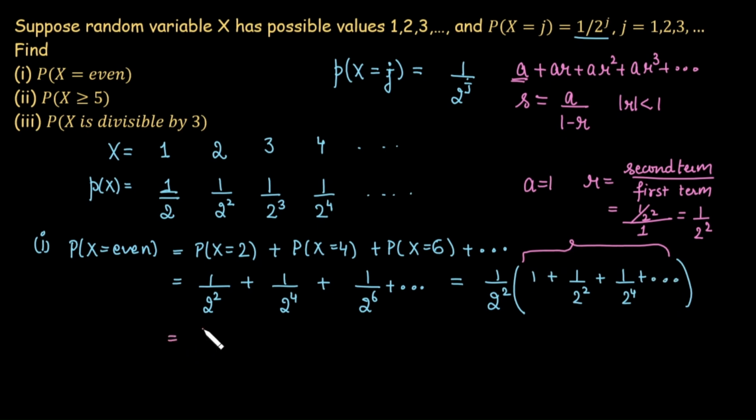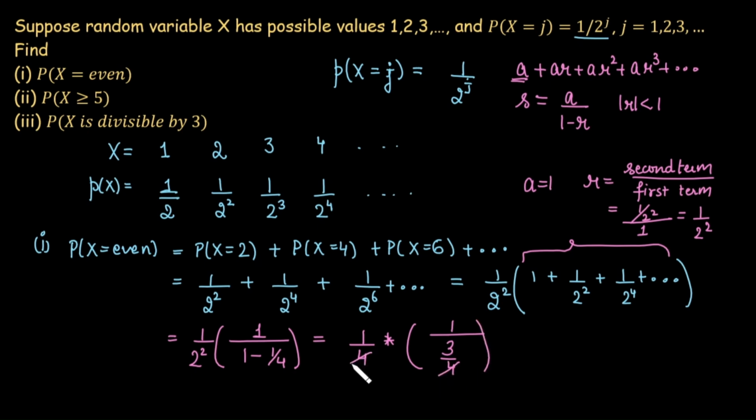So we can apply this formula to get the sum of this infinite series. This is equal to 1 upon 2 square. Here the first term is 1 divided by 1 minus R. How much is R? 1 by 4. That is equal to 1 by 4 into 1 upon 1 minus 1 by 4, that is 3 by 4. So here 4 gets cancelled with this 4. We have 1 by 3. So this is equal to 1 by 3.